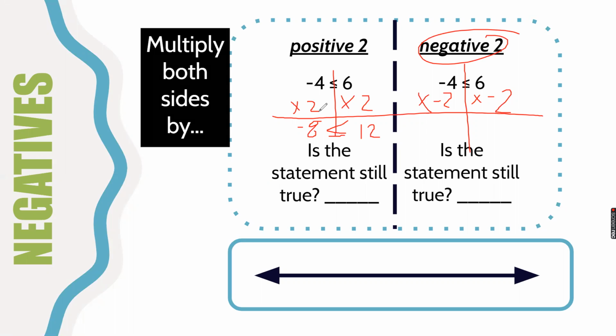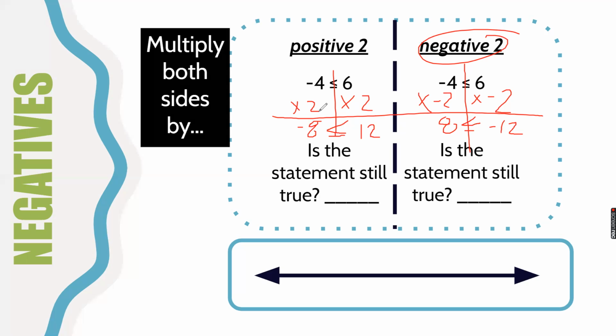Let's simplify that negative side. So negative 4 times negative 2 is going to be a positive 8. And then that should be less than or equal to 6 times negative 2. Well, a positive times a negative is a negative. 6 times 2 is 12.